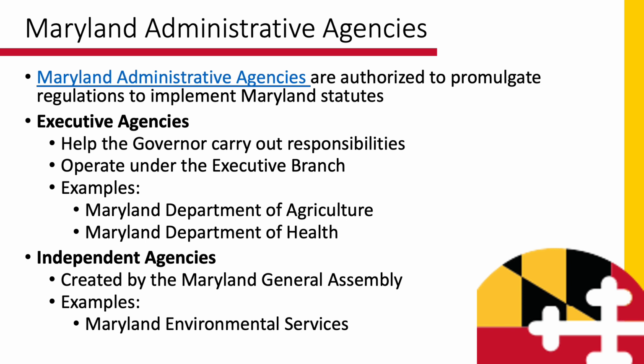Similarly, at the state level, we have Maryland administrative agencies, and these are agencies that are authorized to promulgate regulations to implement Maryland statutes. At the state level in Maryland, we also have executive agencies and independent agencies. Executive agencies help the governor carry out their responsibilities. They also operate underneath the executive branch, and examples would be the Maryland Department of Agriculture and the Maryland Department of Health.